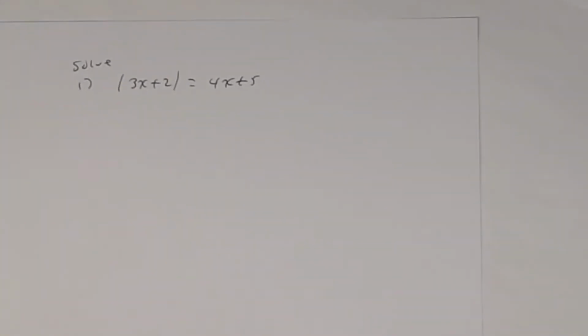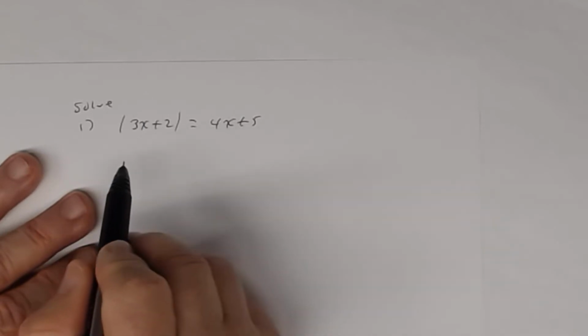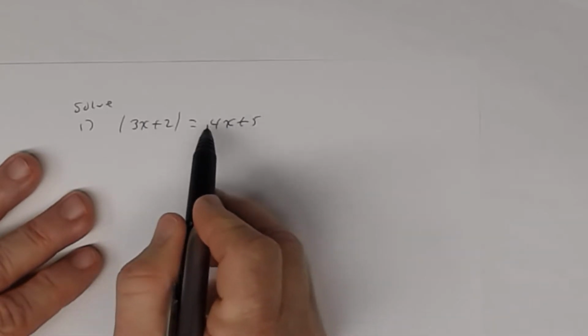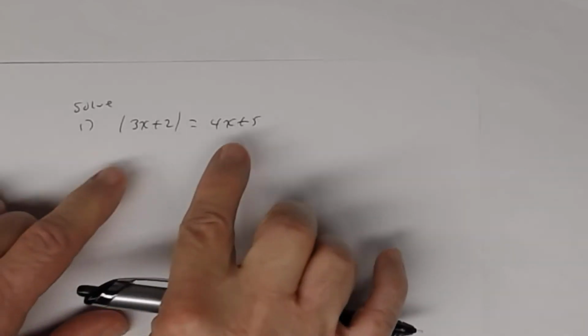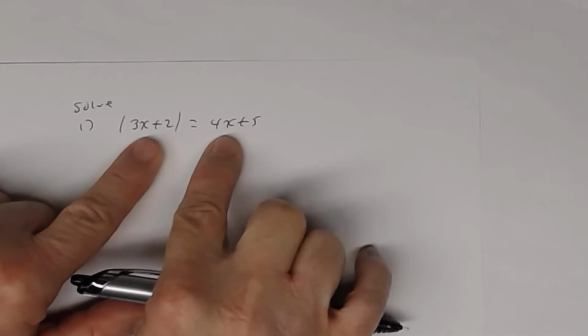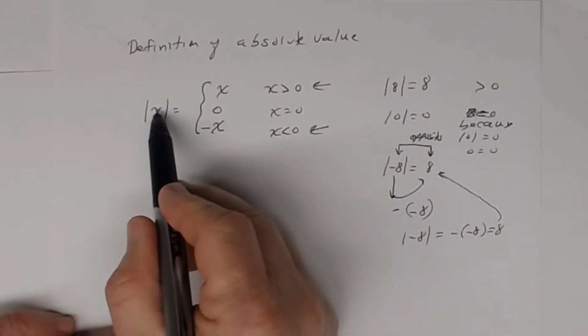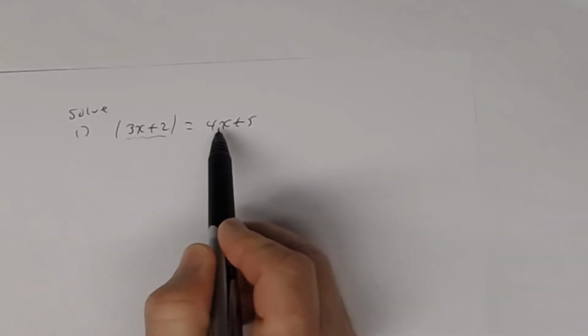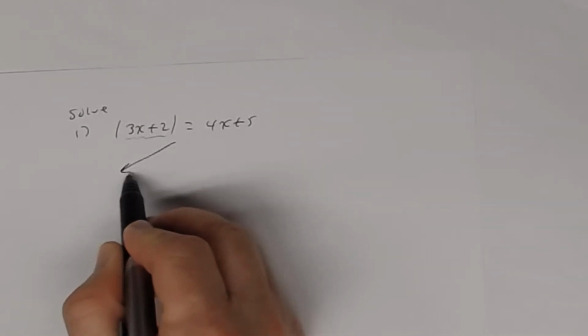So let's think about how to deal with this. I have the absolute value of 3x plus 2 equals 4x plus 5. Remember, this could be positive, negative, or 0, but I want to know what values of x will make these two sides equal to each other. Let's think about this. If this is positive, then according to our definition, this right here has to equal this other side. So they are equal.